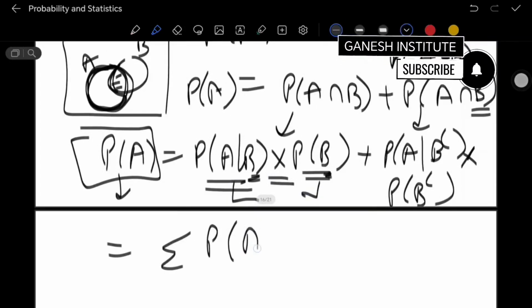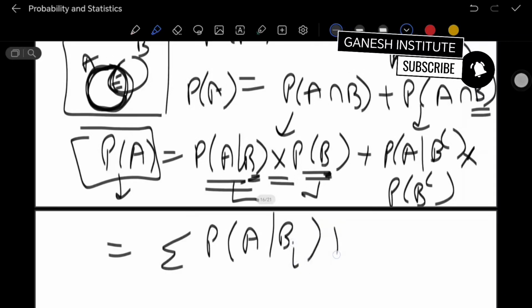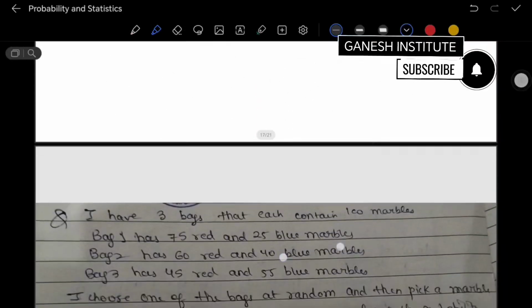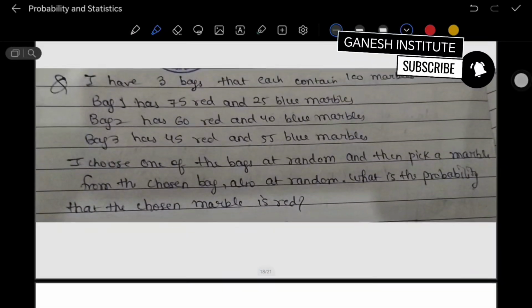It can be any number of events. Right? Let's try one question. If you can read it for me.